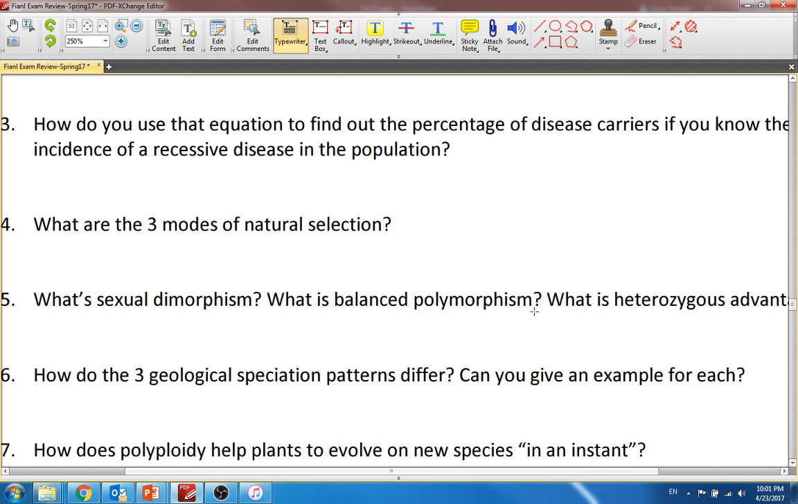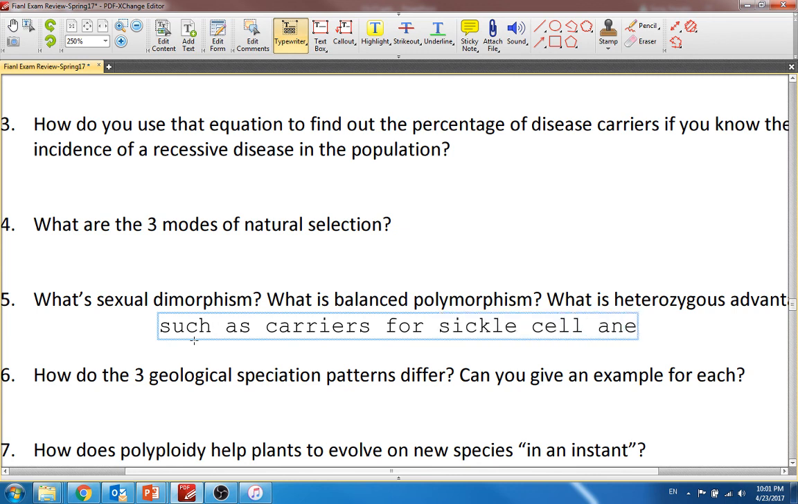And even though some traits are not favorable, they exist because there are some other advantages, so therefore they're balanced. Heterozygous advantage is one example of balanced polymorphism. Heterozygous advantage basically tells us that some disease carriers can survive better in certain environments. So therefore, those disease carriers are favored by the environment, by natural selection.